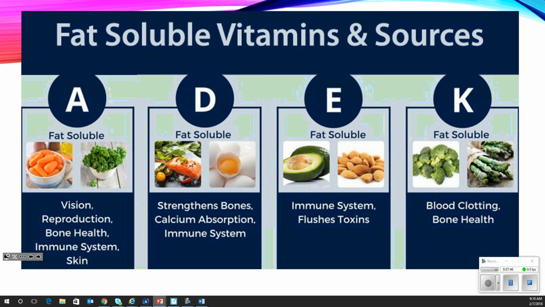So vitamin A, you do need it. It's for vision, reproduction, bone health, immune system, and skin. Vitamin D is also needed for your bones. It strengthens them. It helps with your calcium absorption into your bones and the immune system. E is for the immune system and flushes toxins. And if you believe some things on the internet, it's also for heart health. Vitamin K is for blood clotting and bone health. And you've got to be careful not to get too much K because that can actually mess with your heart.